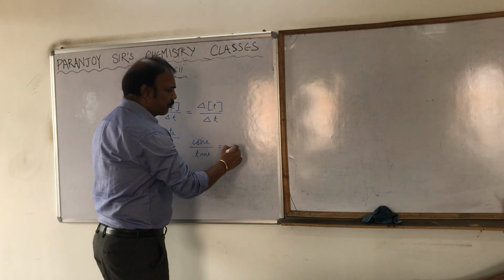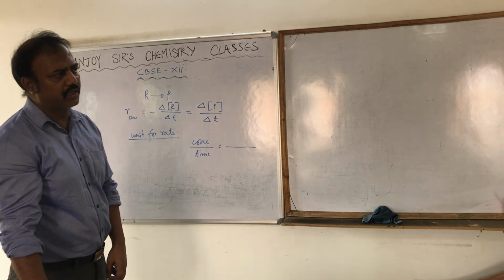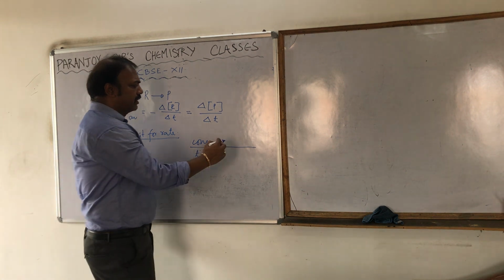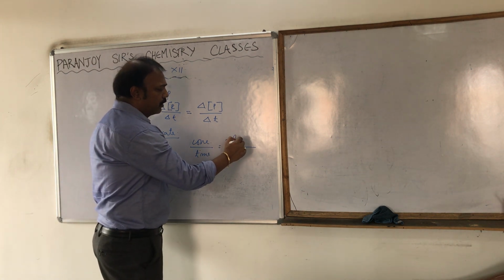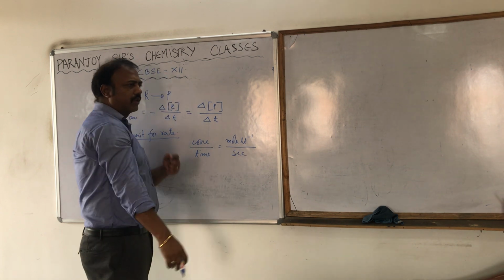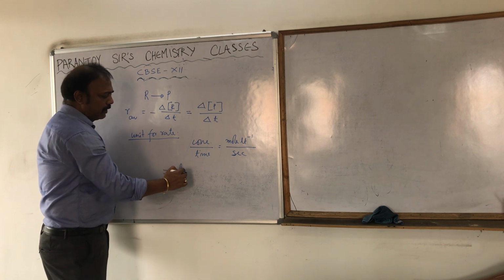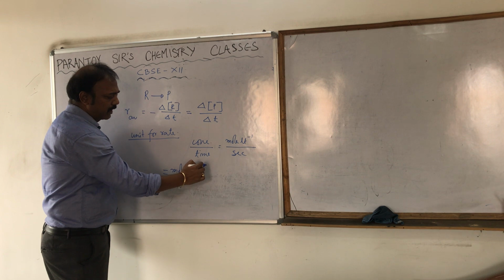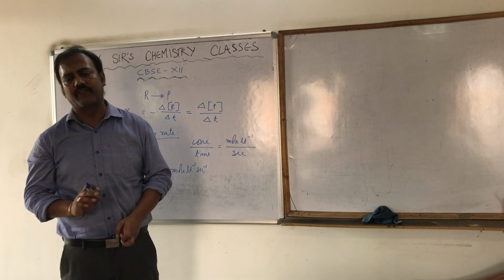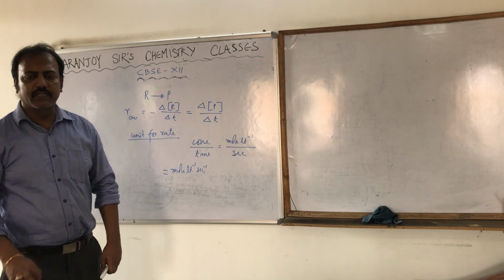Unit of concentration is mole per liter, because generally we take the concentration of the reactant in aqueous phases in molarity. So it is mole liter inverse, that's the unit of concentration, and time you know is second. So what is the unit of rate? Mole liter inverse second inverse is the unit of rate or speed of a chemical reaction. It's nothing but concentration divided by time. That's the first thing.